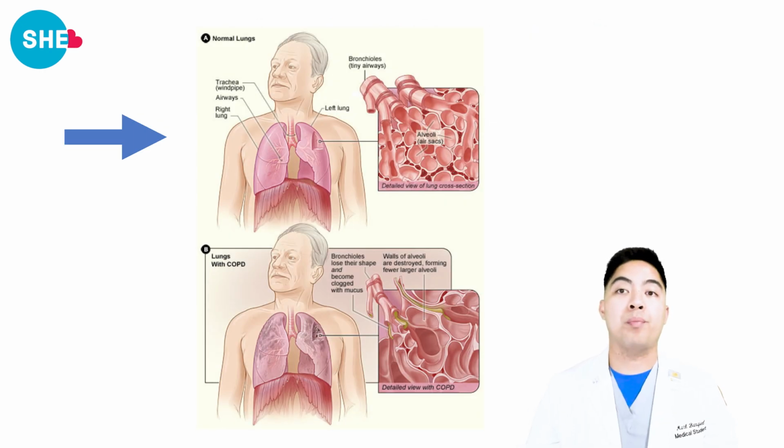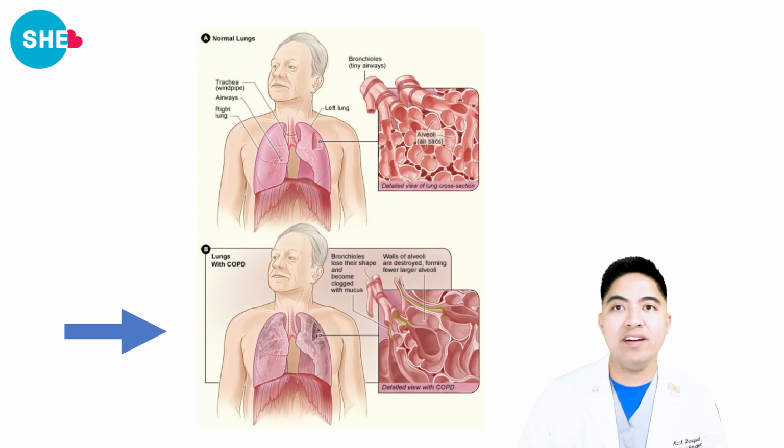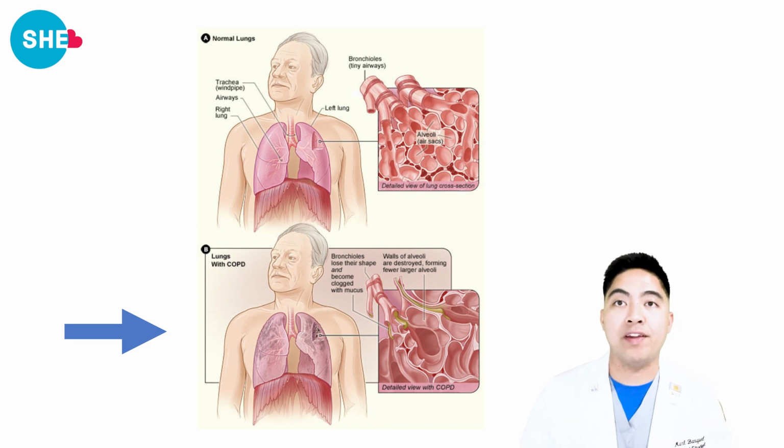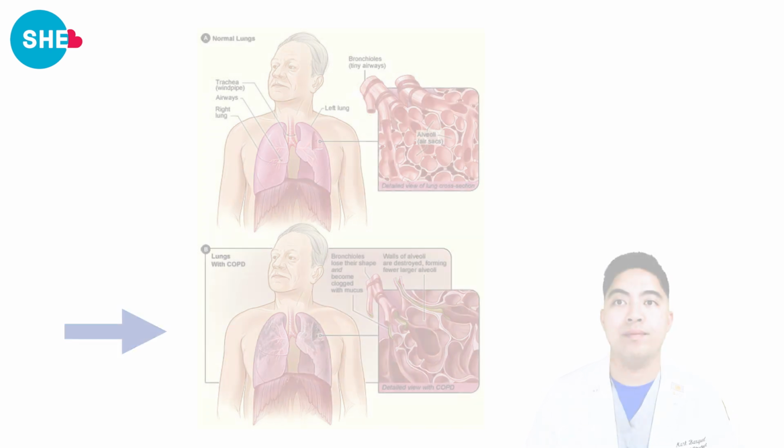Here is what normal bronchioles and alveoli look like. And here is a lung affected by COPD. There may be mucus in the bronchioles, or the walls between alveoli may be broken down.